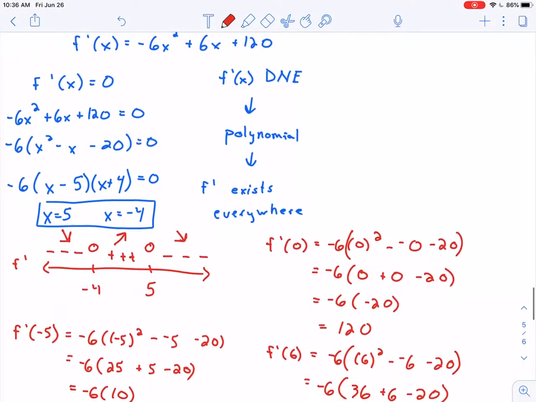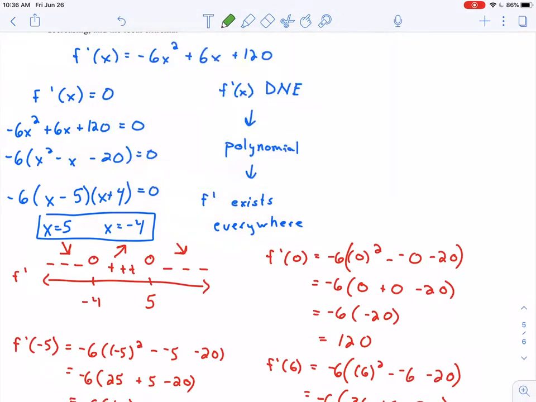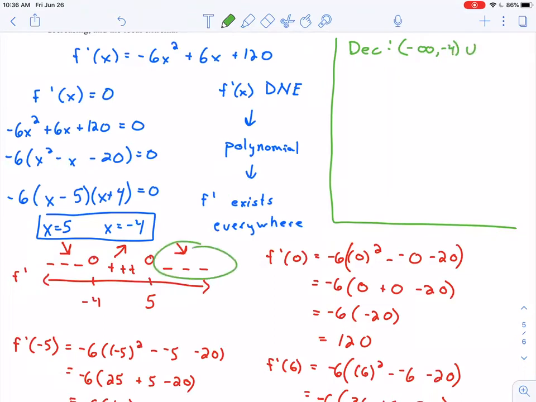So if I want to start to talk about my answer here, I can start to give some of my answer. Let's do that in this upper right-hand corner. I can say, well, my function is decreasing on -infinity to -4, and +5 to +infinity. It is increasing on that interval in between from -4 to +5. So I have my intervals where my function is increasing or decreasing.